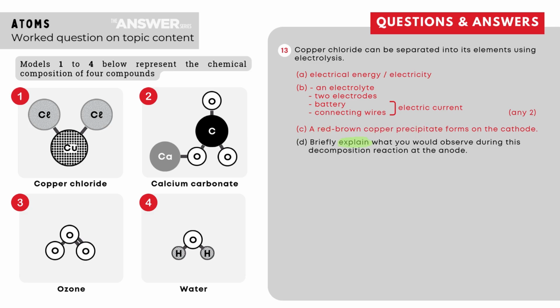Then it asks you to explain what you would observe during the decomposition reaction at the anode. So I included these two questions for you to see very clearly that there's a difference between the answer given for a briefly describe question, where you're just giving a description of what you've seen, and now you're asked to explain what you observe. So you would technically also have to state what you observe happening at the anode, but you would have to give an explanation for what you observe as well.